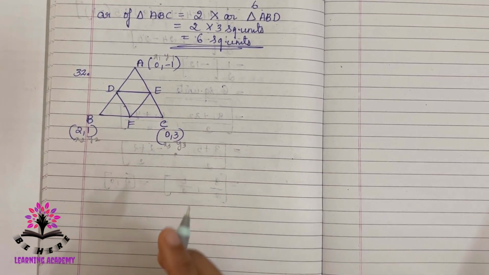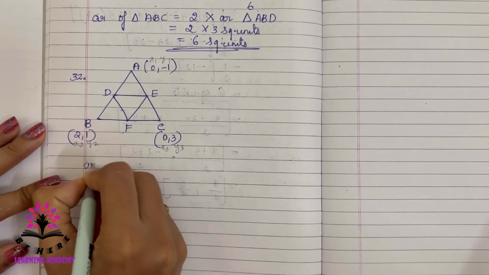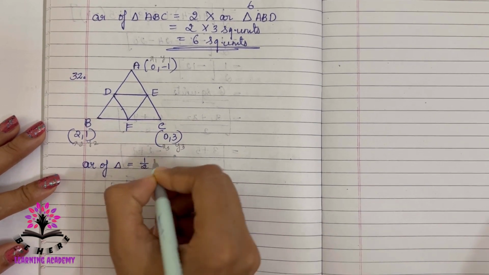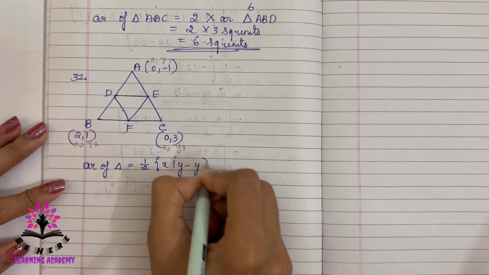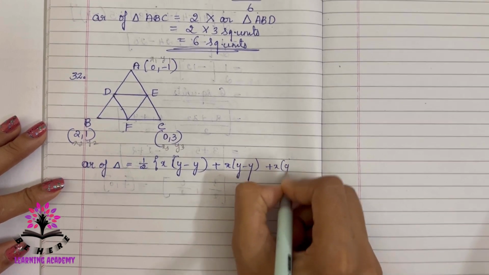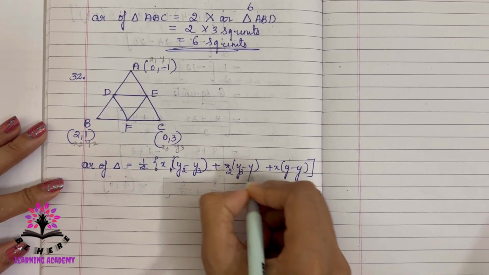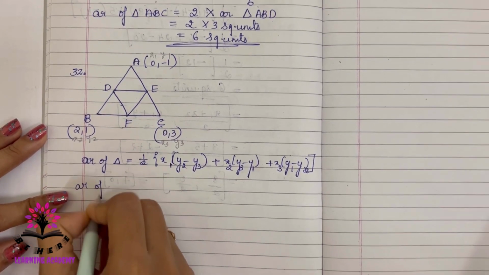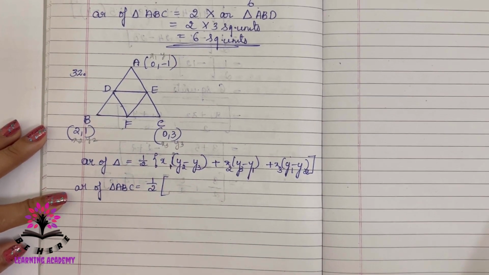Then the next step is we need to find out the area of the triangle ABC. So the area of a triangle is given by the formula I've explained to you in the previous question: half of x1(y2 minus y3) plus x2(y3 minus y1) plus x3(y1 minus y2). So area of triangle ABC will be equal to half bracket.